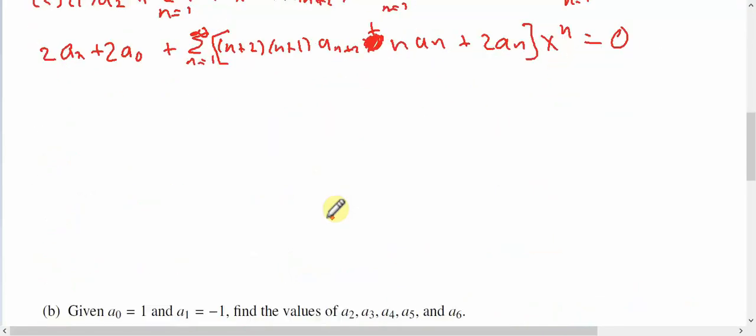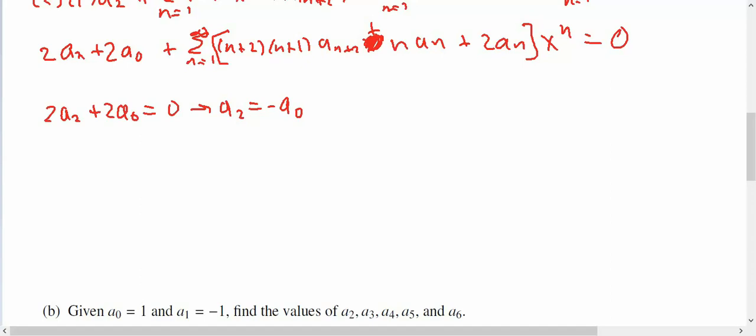And then as a last step, down here it says, given a0 is 1 and a1 is minus 1, find the values of a2, 3, 4, 5, 6. Well, the way I'll do that is from here, I know that 2a2 plus 2a0 has to be 0. That is, a2 is the opposite of a0 when you solve that. And then I get my recurrence relation.